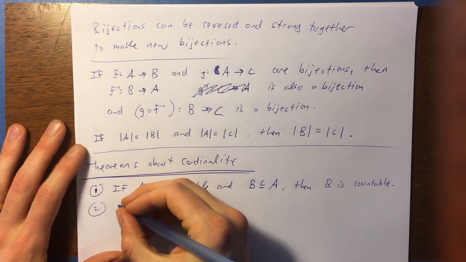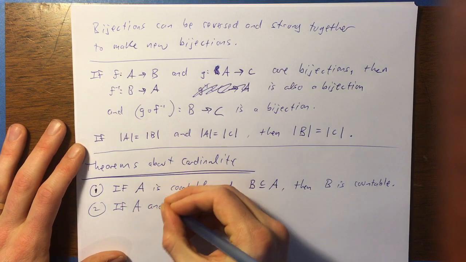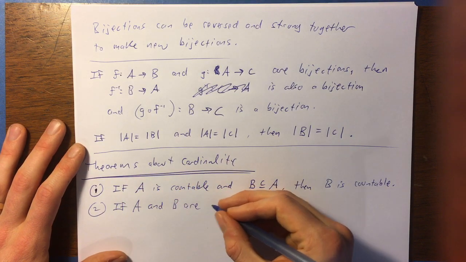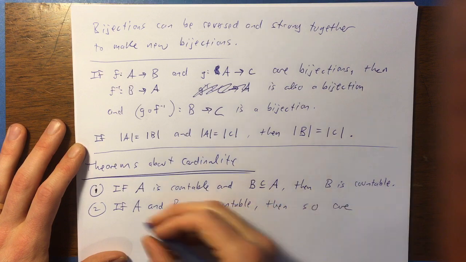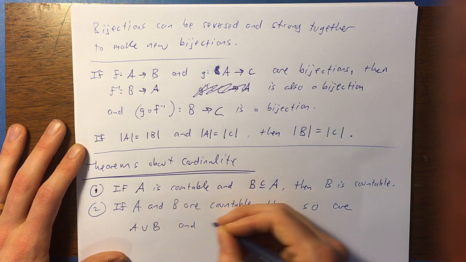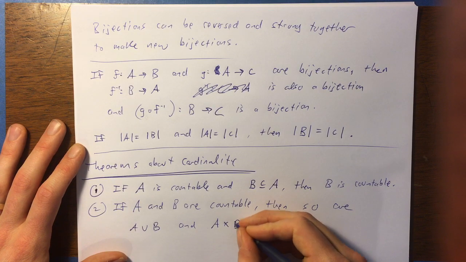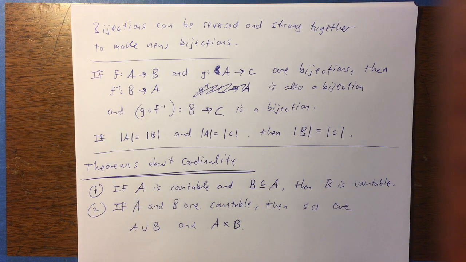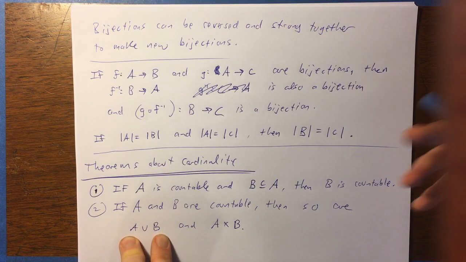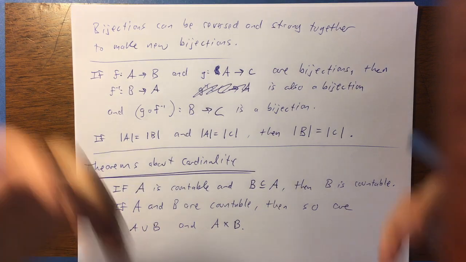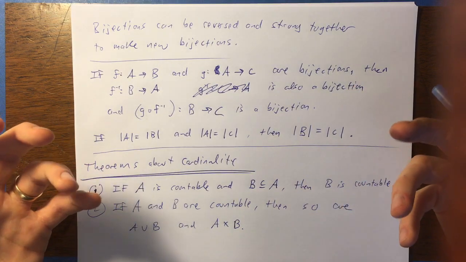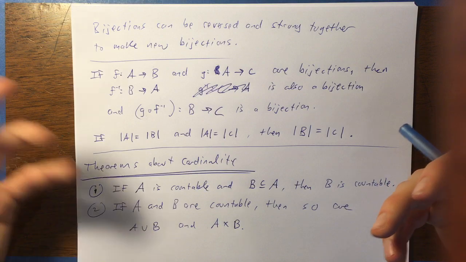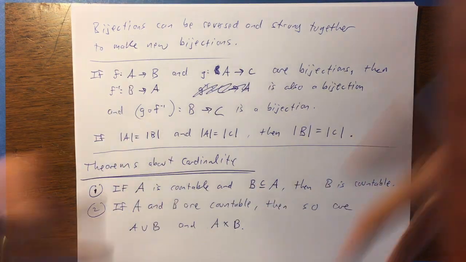Now, another one is if you have two sets, A and B, and both are countable, then in fact so are the sets A union B and A cross B, the Cartesian product of those two things. This is a little less obvious, but the union of two countable sets is guaranteed to be countable. One way you can approach that is to say, if the two sets are completely disjoint, if A and B have nothing in common, then when you take the union, it's kind of like you have all of the elements of A and all of the elements of B, and those are all distinct.